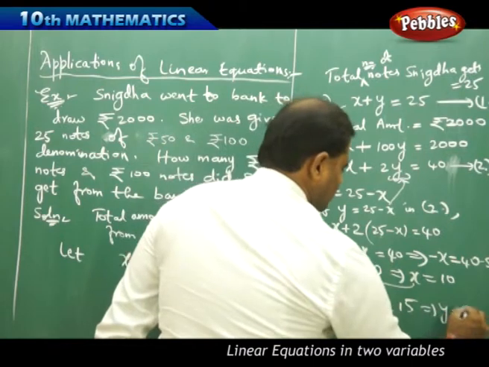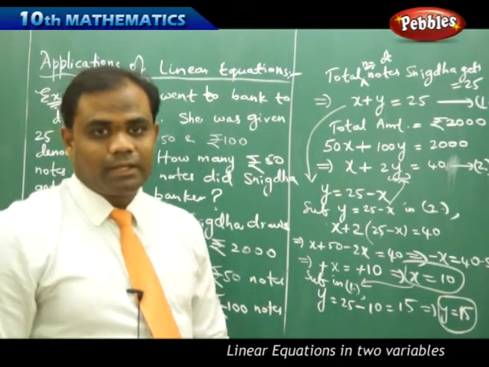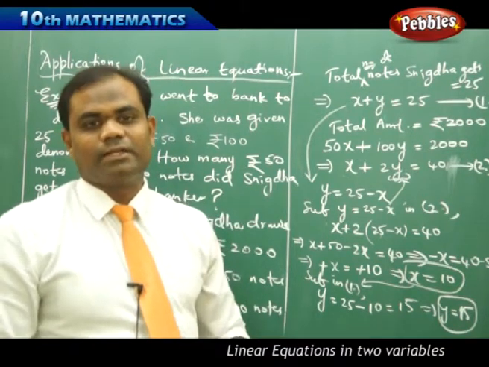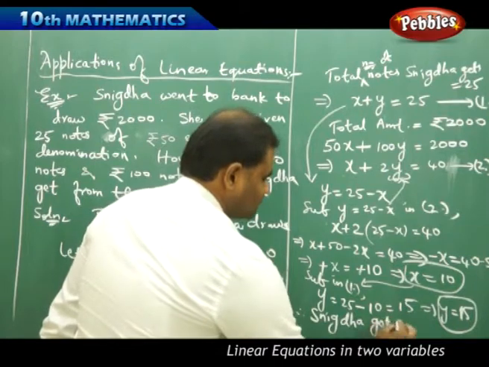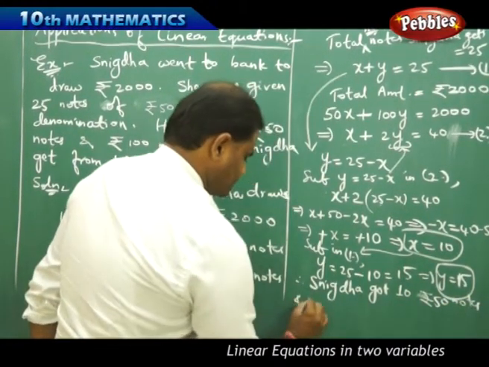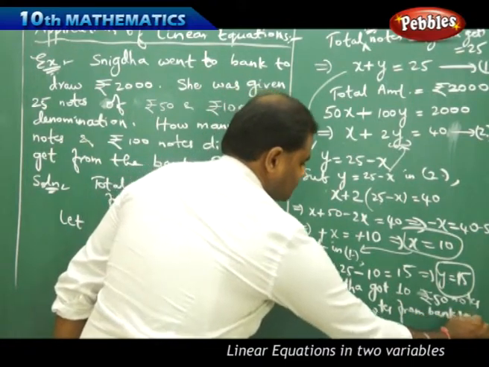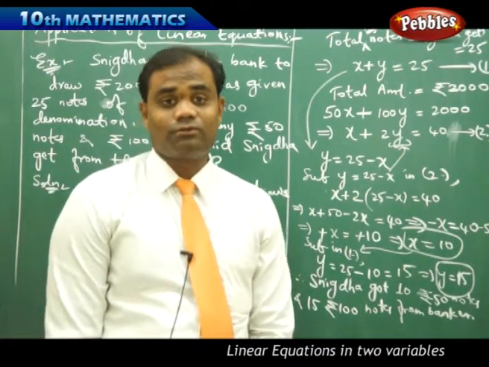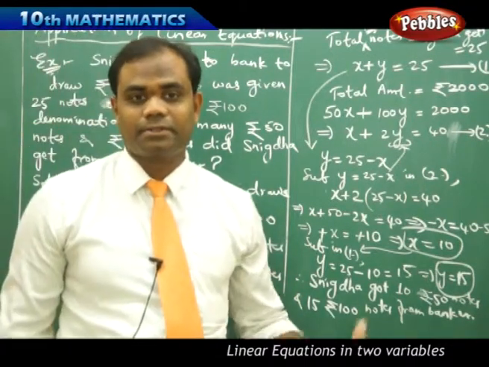That implies I got the two values, X and Y, which give us the answer. So when Snigdha has drawn 2000 rupees, the banker has given her 10 fifty rupee notes and 15 hundred rupee notes, so that when you add up, you get 2000 on the whole. Therefore, Snigdha got 10 rupee 50 notes and 15 rupee 100 notes from the banker when she drew the total amount of 2000 rupees. This is how we understand linear equations connected to real life applications using mathematics.